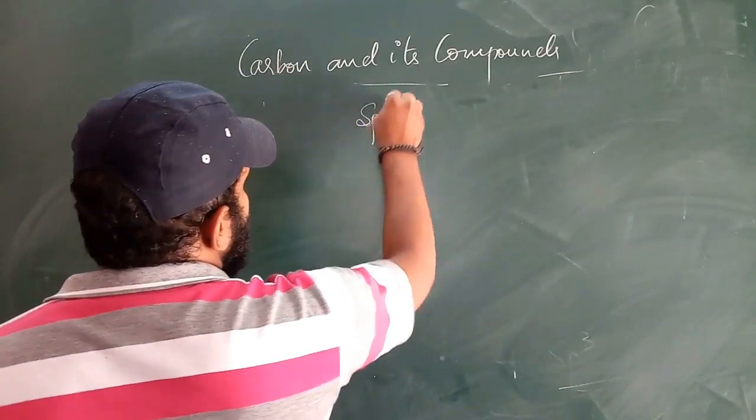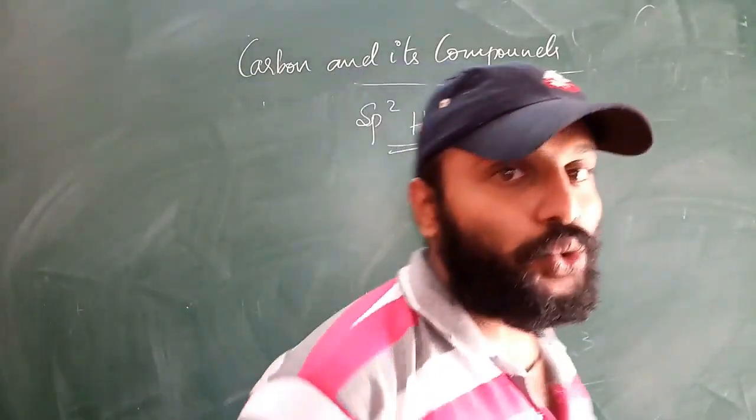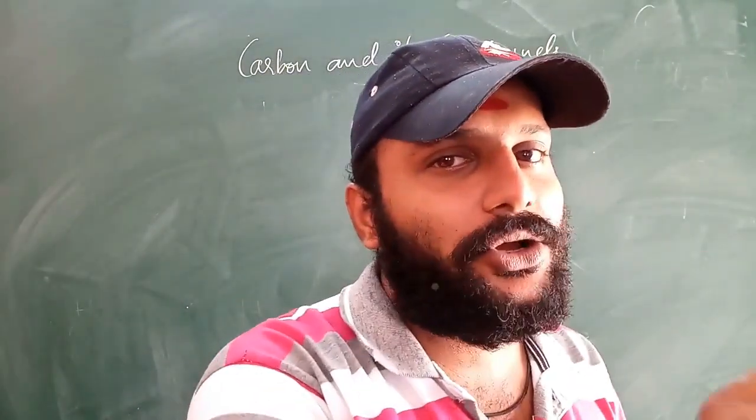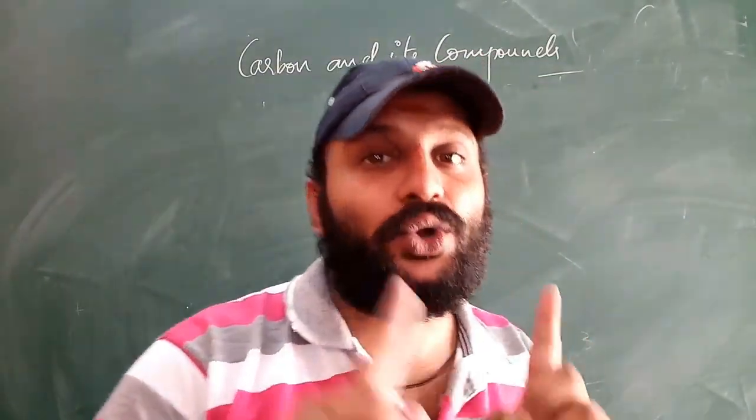Next one is sp2 hybridization. Now what is meant by sp2 hybridization? As I told a few minutes back, sp3 means one s orbital and 3 p orbitals. sp2 means one s orbital and 2 p orbitals.